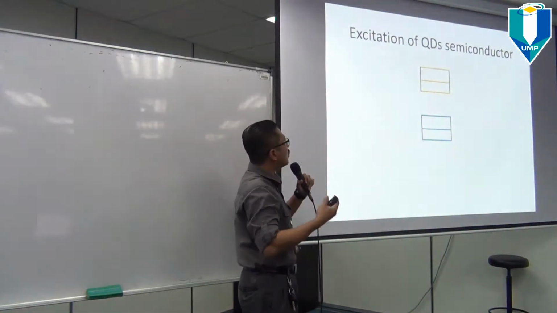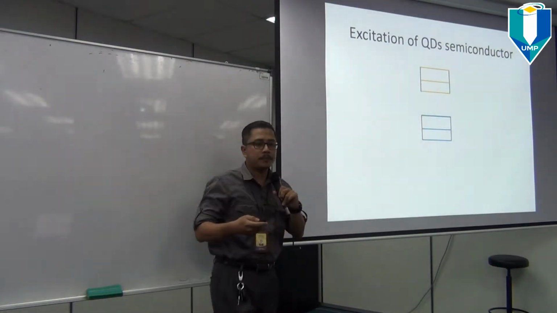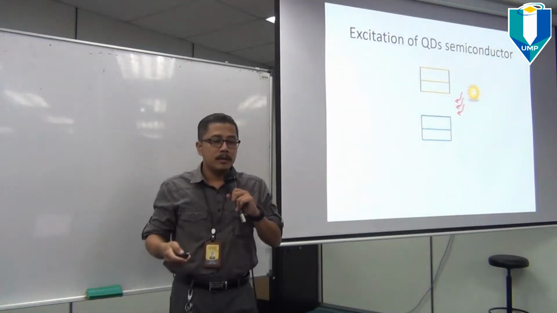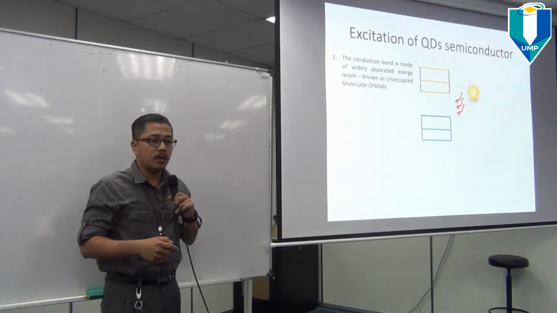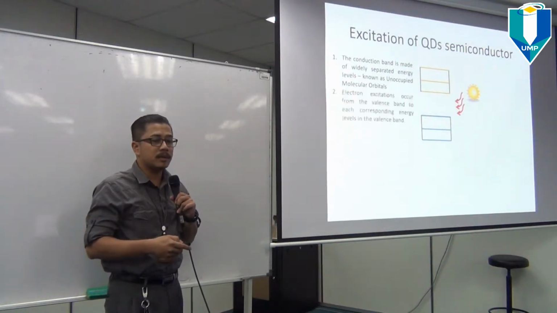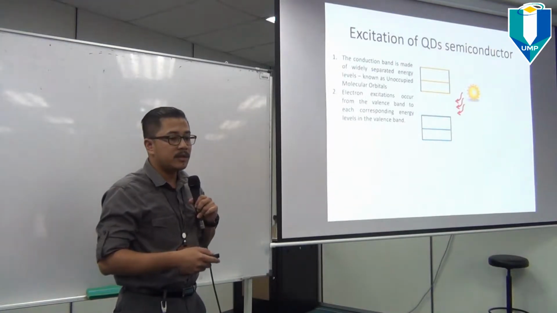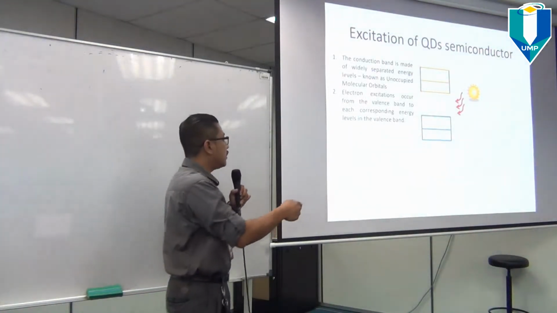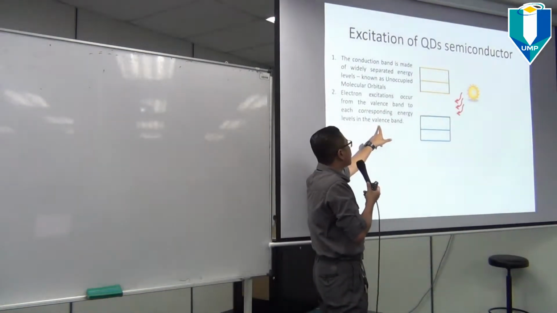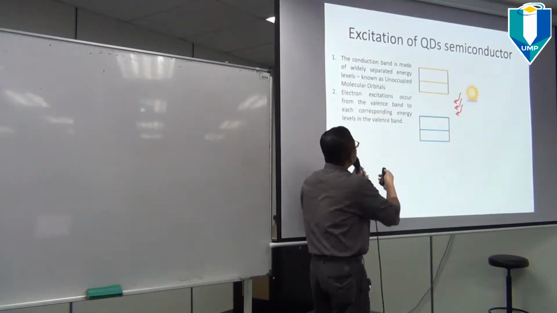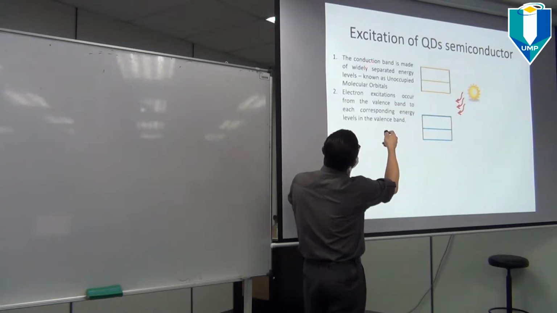So what if we expose our quantum dot semiconductor under illumination of sunlight? Let's see. Basically, the conduction band is made of widely separated energy levels known as unoccupied molecular orbitals. And the electron excitations occur from the valence band to each corresponding energy level in the conduction band. Again, this is a typo, this is the conduction band. Actually, we don't call it conduction band. We call this LUMO, and this one is HOMO. Same goes for this one. This is HOMO.